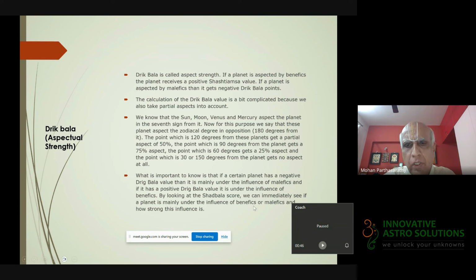What is important to note is that if a certain planet has a negative Drigbala value, then it is mainly under the influence of malefics. And if it has a positive Drigbala, it is under the influence of benefics. By looking at the Shadbala score, we can immediately see whether a planet is under negative or positive influence, depending upon the position of the planet.